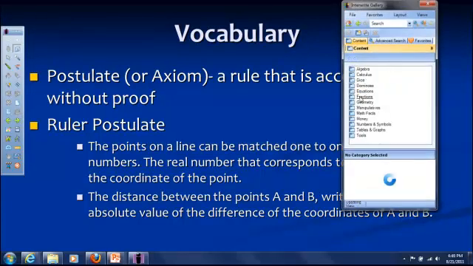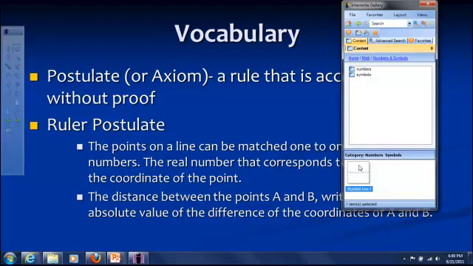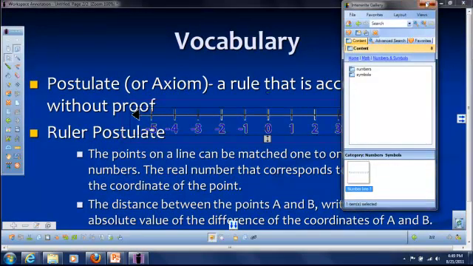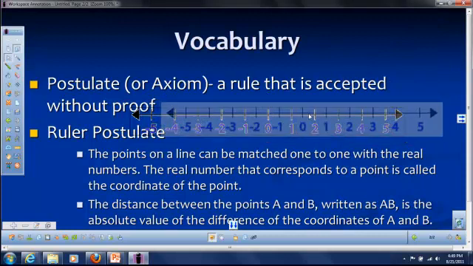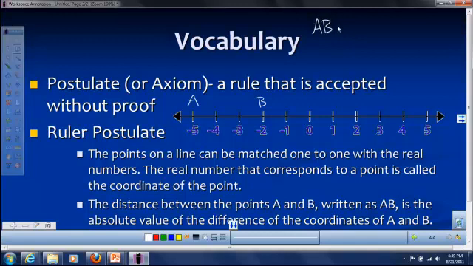So let's see, I gotta find this real quick. Go here, and I'm gonna pull out this number line right here. So we have a number line here. And let's say we call this point A. And we'll call this point B. And we want to know what AB is equal to. So we use AB with no bar above it, and we say it's the absolute value of those two numbers.